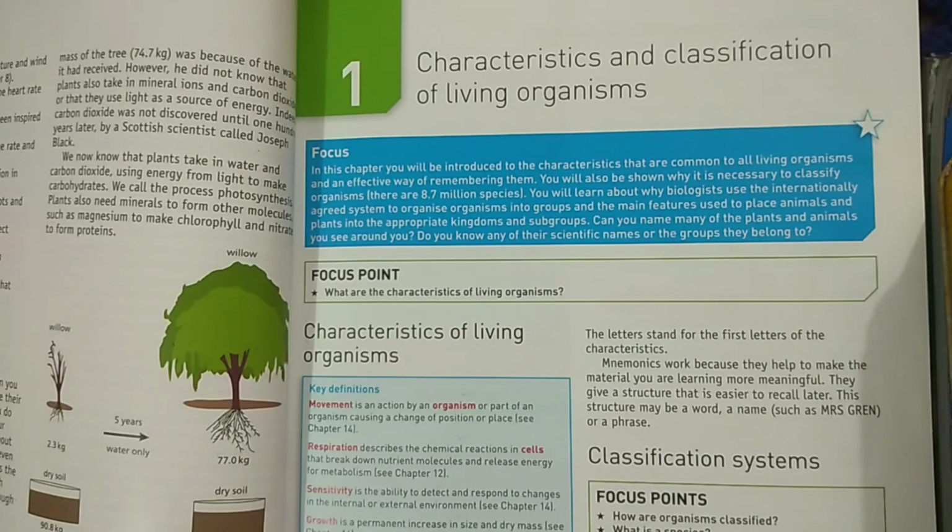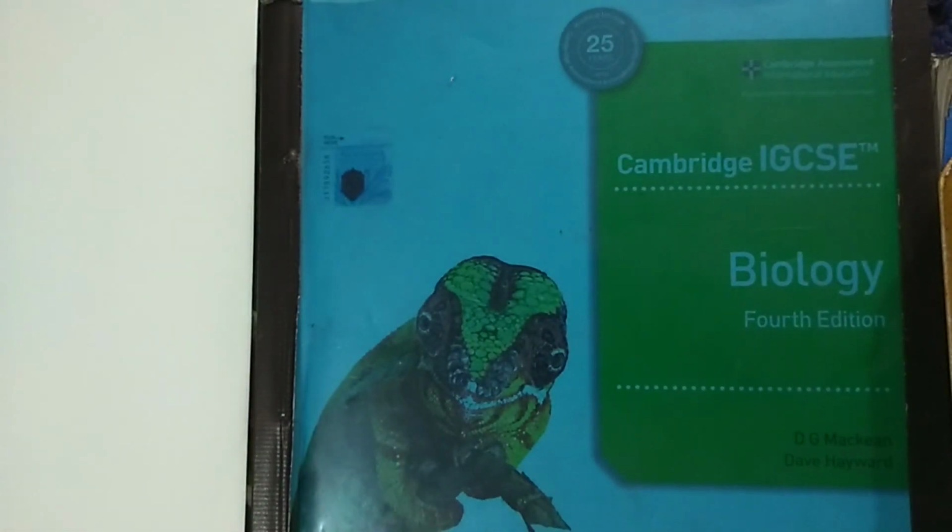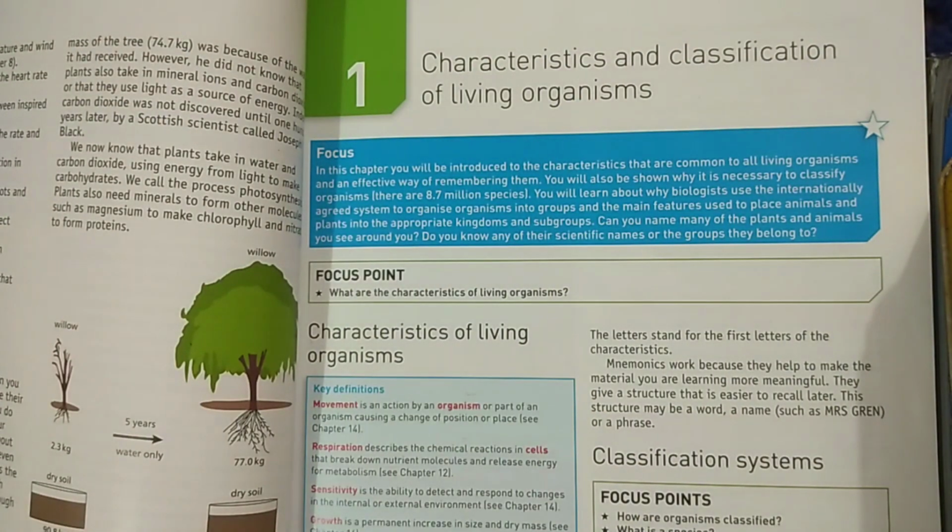It is a space where we share various aspects of knowledge regarding the topic. Today I'm going to start a new topic from the Cambridge IGCSE Biology, 4th edition. Basically, this is the syllabus assigned for O-level students. So the first chapter I'm going to start with you is the characteristics and classification of living organisms.